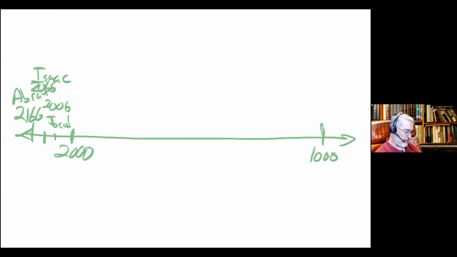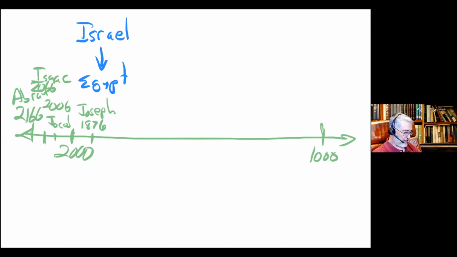The date that we do have that turns out to be important to us is 1876 BC. This is the date that I call the Joseph date, but it's also the date when Israel, Jacob and his sons and their family, goes into Egypt. Israel into Egypt is in 1876 BC. Now, how can I be so sure of that?